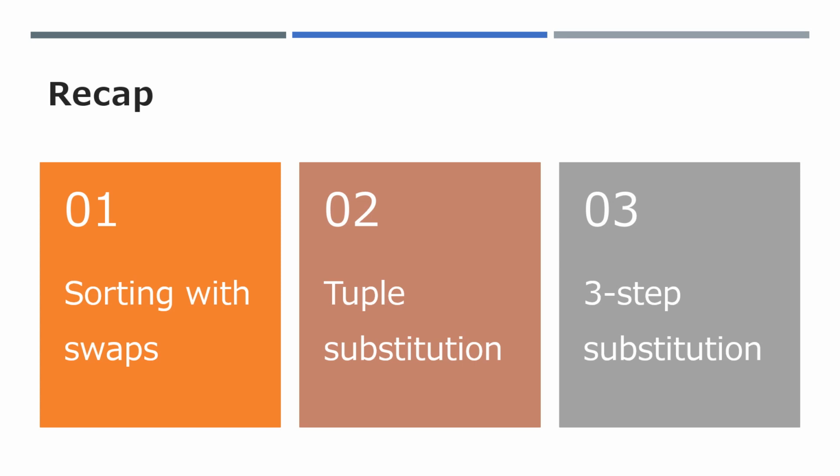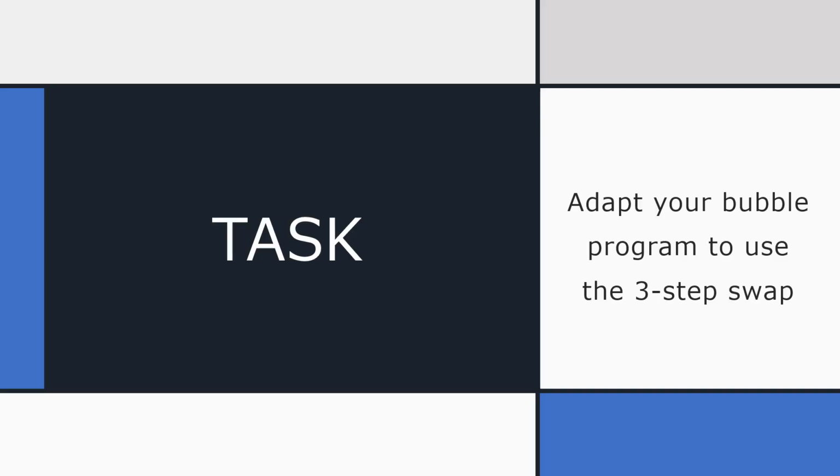So this was a very short presentation, short lesson. We've learned that sorting algorithms require swapping values. In fact, they all require that. And there's a simple way of doing that in Python called tuple substitution, but you should be aware of the alternative, which is a 3-step substitution. So it's important to know about 3-step substitution.